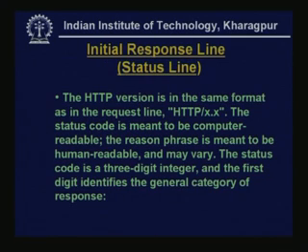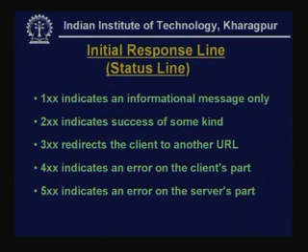The HTTP version is in the same format as in the request line, HTTP/x.x. The status code is meant to be computer readable. The reason phrase is meant to be human readable and may vary. The status code is a 3-digit integer and the first digit identifies the general category of response. So, 1xx indicates an information message only, 2xx indicates success of some kind, 3xx redirects the client to another URL.